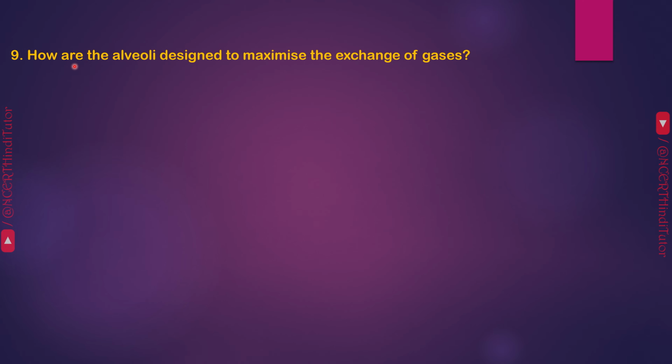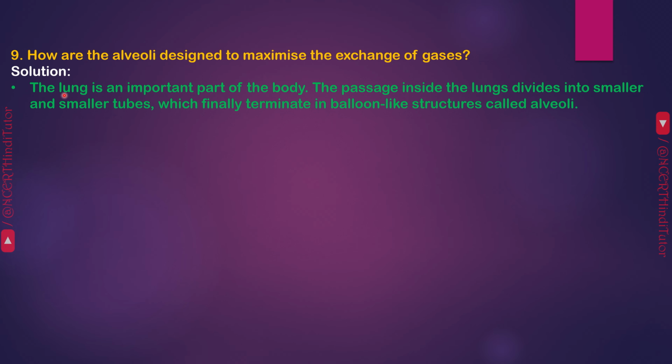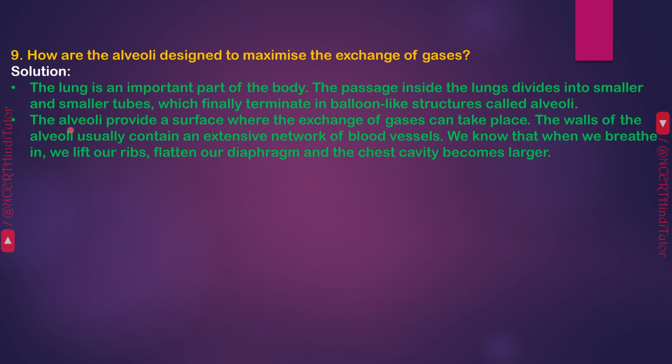Question 9. How are the alveoli designed to maximize the exchange of gases? Answer. The lung is an important part of the body. The passage inside the lungs divides into smaller and smaller tubes, which finally terminate in balloon-like structures called alveoli. The alveoli provide a surface where the exchange of gases can take place. The walls of the alveoli usually contain an extensive network of blood vessels.